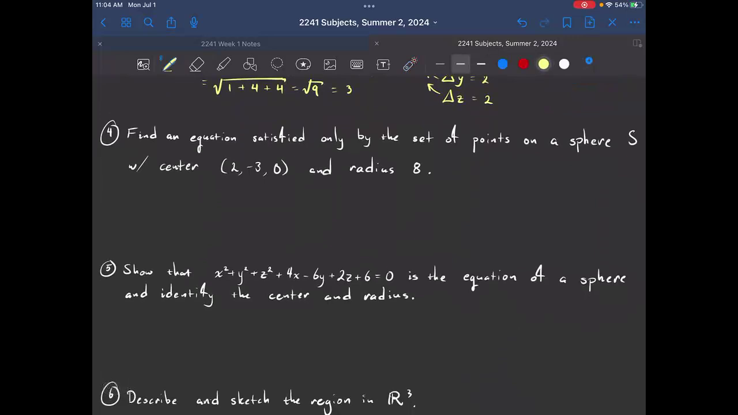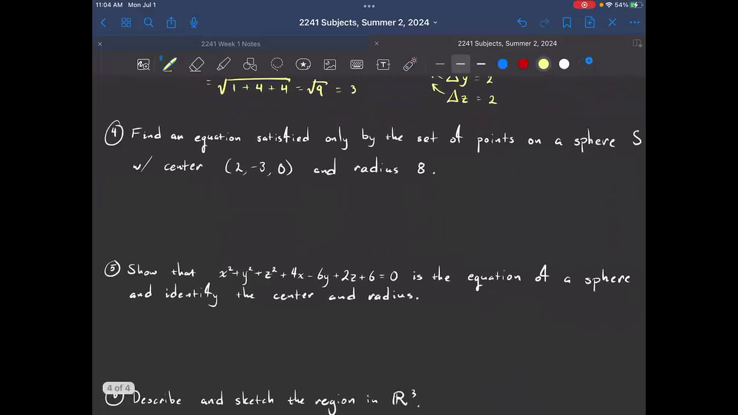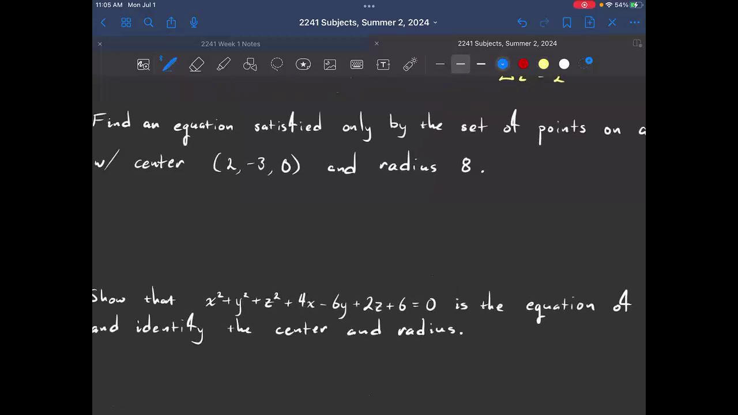Next problem says, find an equation satisfied only by the set of points on a sphere S with center 2, -3, 0, and radius 8. So this time we have an equation for a sphere, and we can just plug these directly in. So in that equation, we had an A, a B, and a C. Here's our A, B, and C. And this is our R.